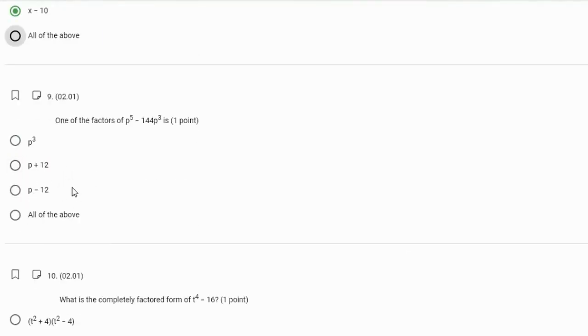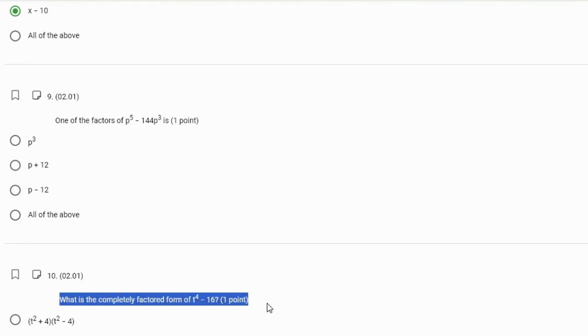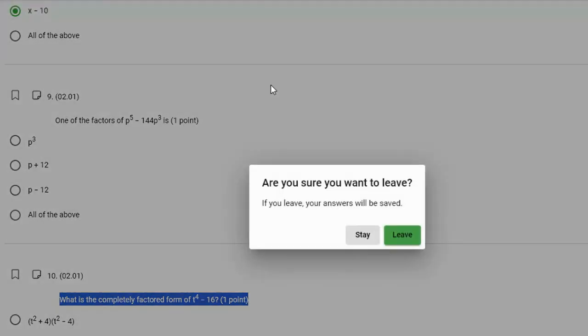And this one's the same way. Factor this as far as you can get it and tell me, is there just one of the factors listed, or is that all of them? And what is the completely factored form of t to the 4th minus 16? 10 great factoring problems there.